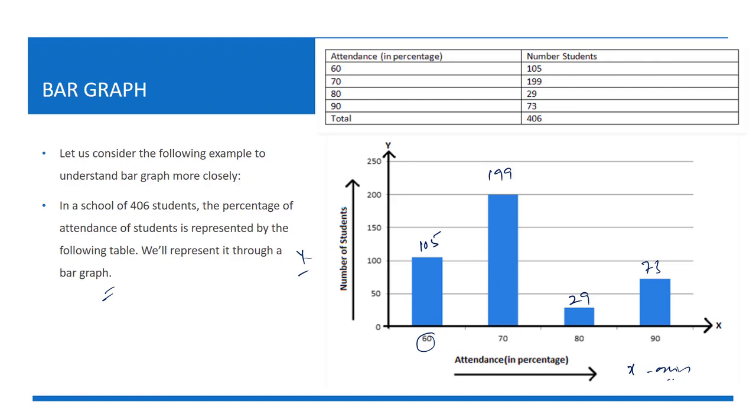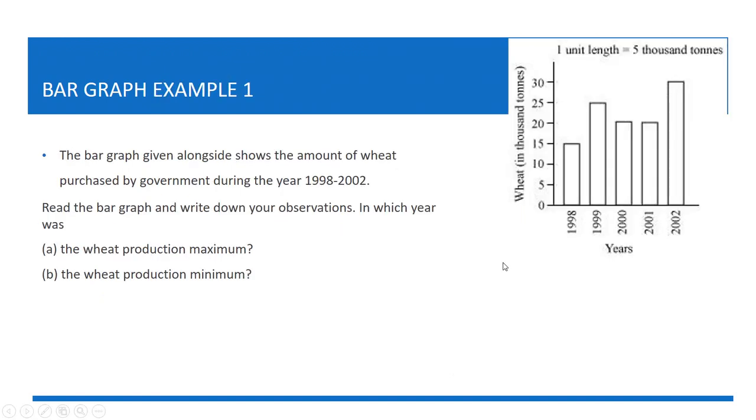Let us take an example. Right. So here the bar graph given alongside shows the amount of wheat purchased by the government during the years 1998 and 2002. The years represent the x-axis and this represents the y-axis, that is wheat in terms of 1000 tons. So 1 unit represents 5000 tons. See, you have to check the representation of the unit.